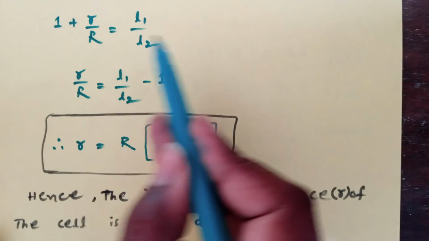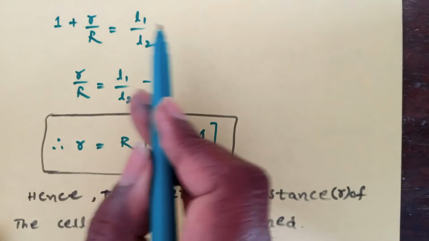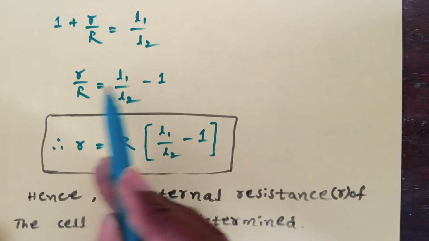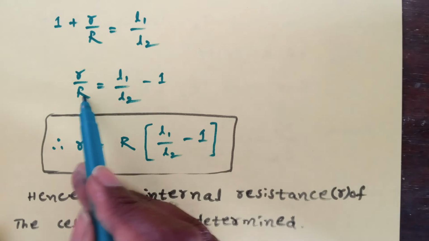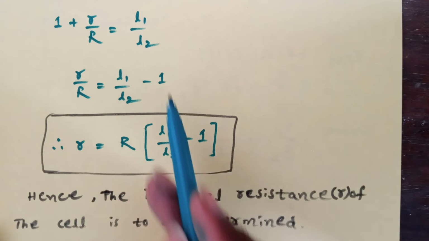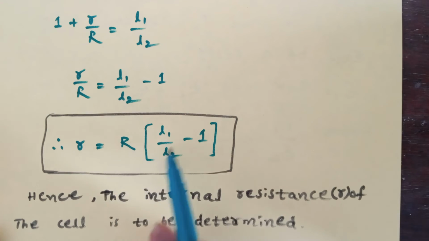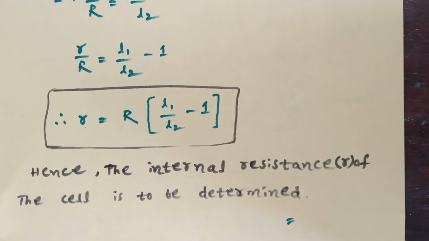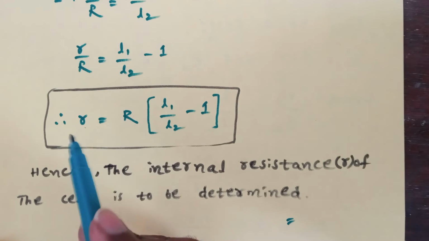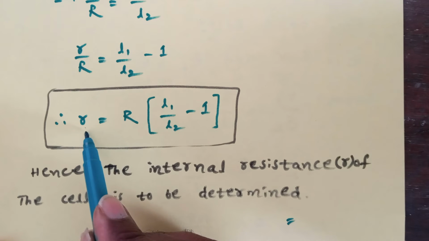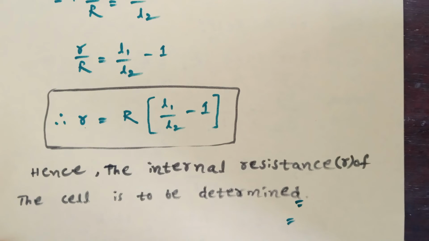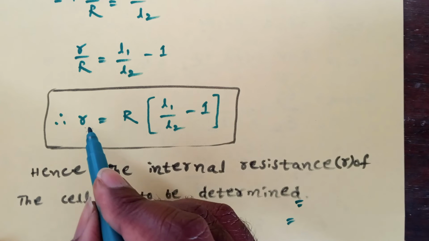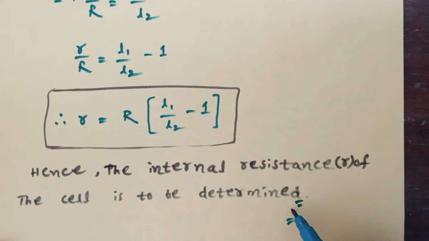Here plus 1 taken to the right side becomes minus 1. Capital R is dividing, taken to the right side it is multiplied. So r is equal to capital R into L1 by L2 minus 1. Now small r is the internal resistance of the cell. So the internal resistance of the primary cell is determined.